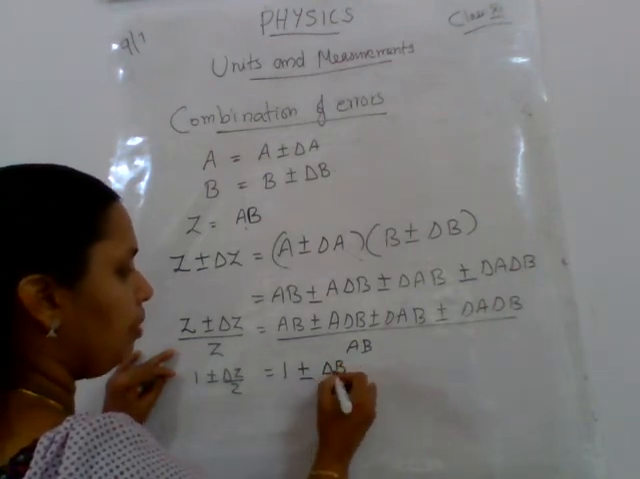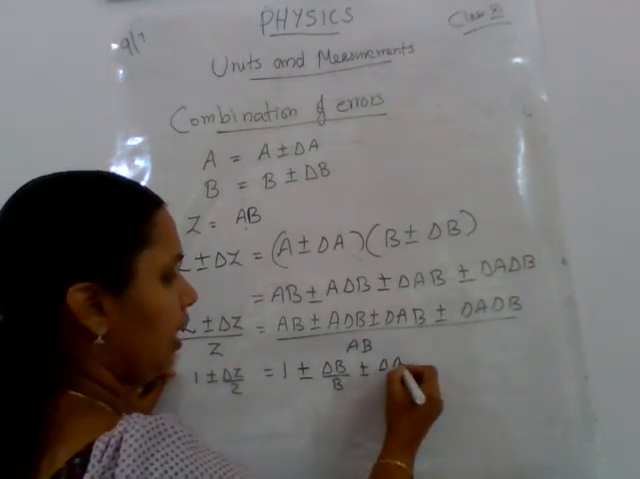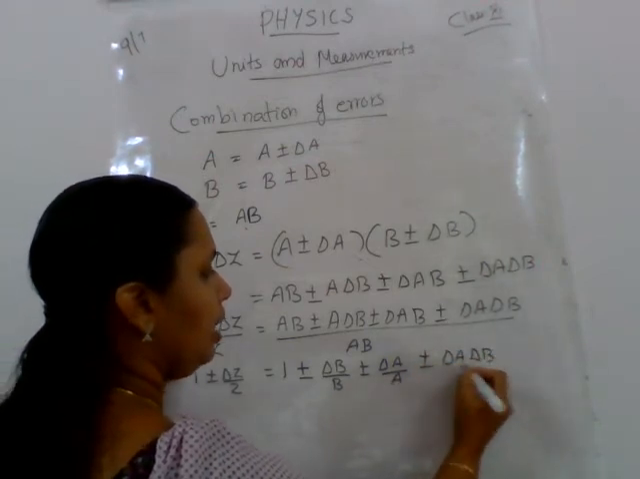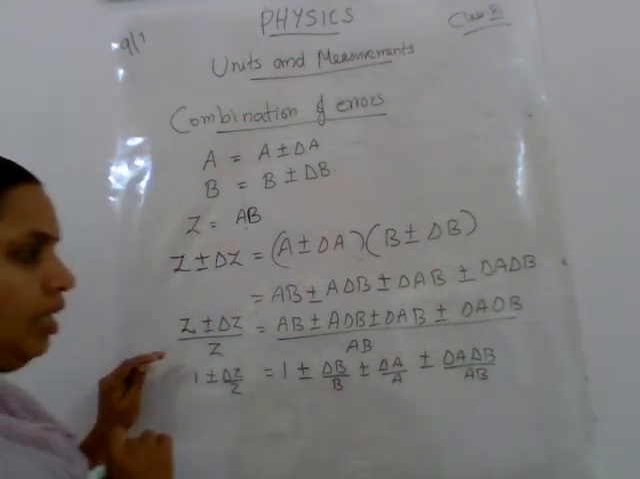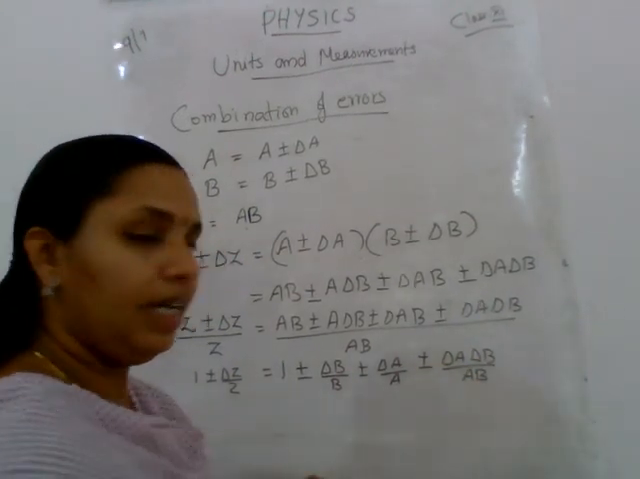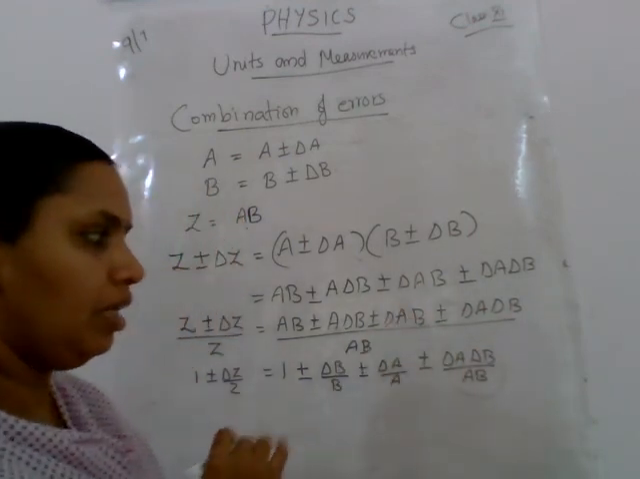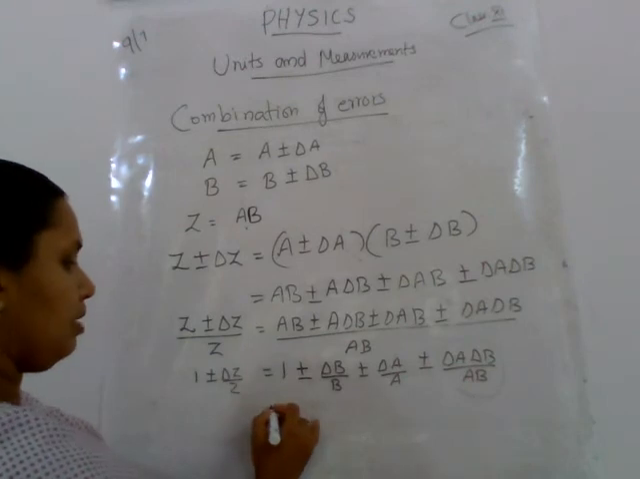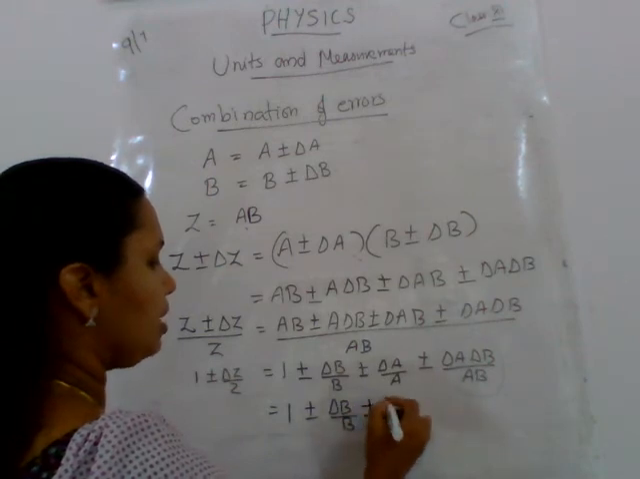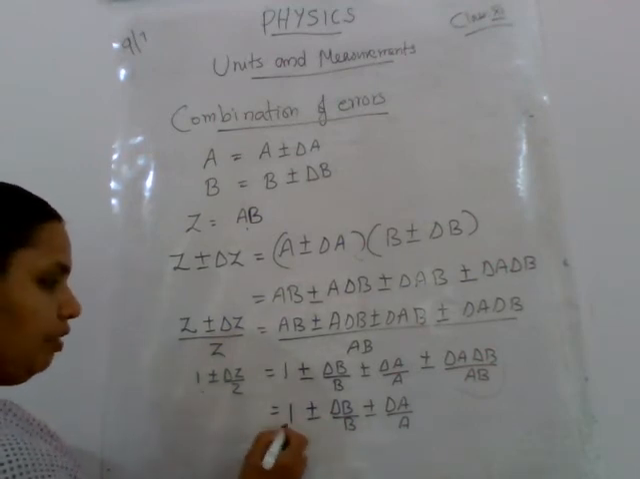So what is it? Delta B by B plus or minus delta A by A plus or minus delta A delta B divided by AB. And look at the last term. Delta A and delta B are too small, so we can neglect this last term. The product is also too small. So what comes? 1 plus or minus delta B by B plus or minus delta A by A. Then compare the equation, 1, 1.